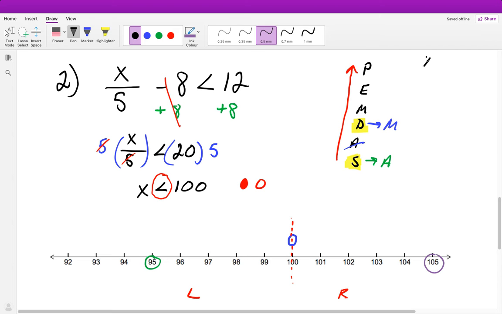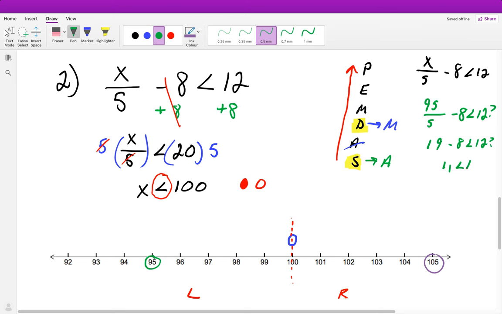All right, once again, I'm going to plug it in. x over 5 minus 8, is this less than 12? This is the question I'm going to be asking myself. Well, 95 divided by 5 minus 8, is this less than 12? Well, 95 divided by 5 is 19, and 19 minus 8 is in fact less than 12, because that is 11. So 11 is less than 12. So I know that this region works. That means all of the points in that region work.